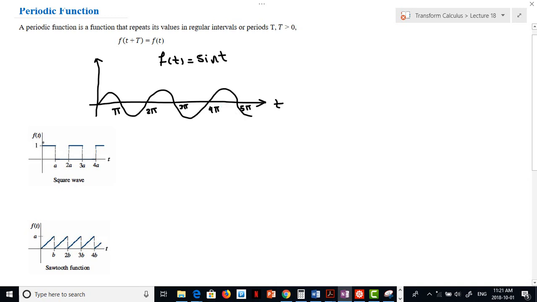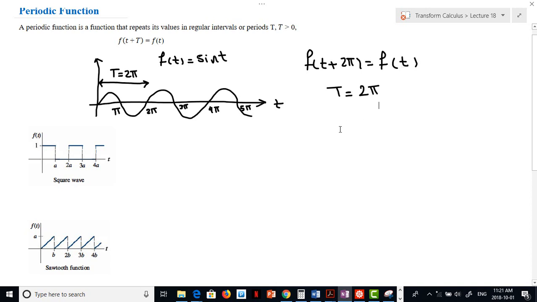So you can see that the function starts from here and goes to 2 pi. After 2 pi, it starts again and it repeats itself. As a result, we can say that this period, which is equal to 2 pi, is period of this function. In fact, f(t + 2 pi) is equal to f(t), and period of function is equal to 2 pi. So we could find period of this periodic function.